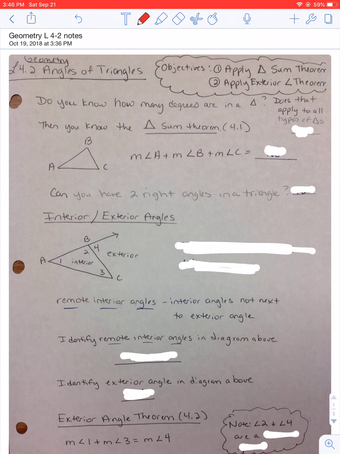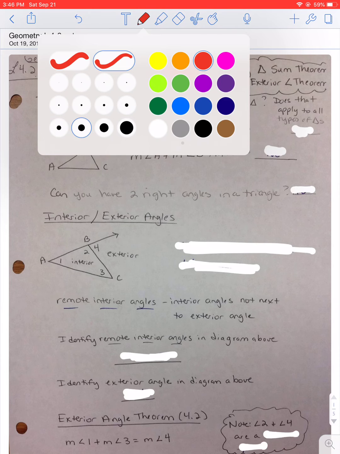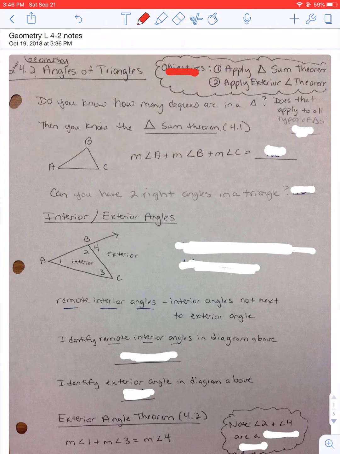that our objectives today, sorry, I'm trying to get my pen back where I need it. Try this again. Okay, so our objectives for today are to apply the triangle sum theorem and to also apply the exterior angle theorem. So before we go there, let's answer some questions.